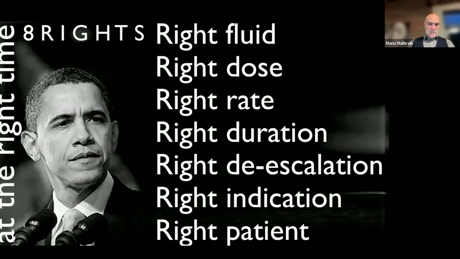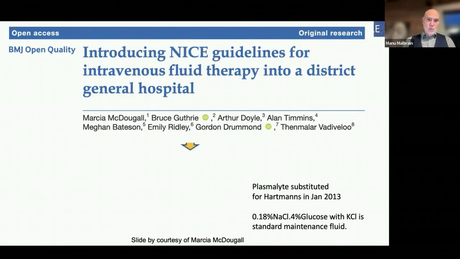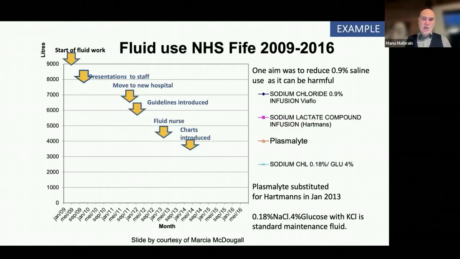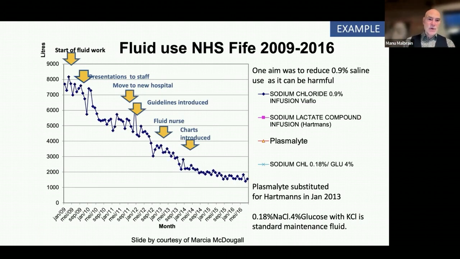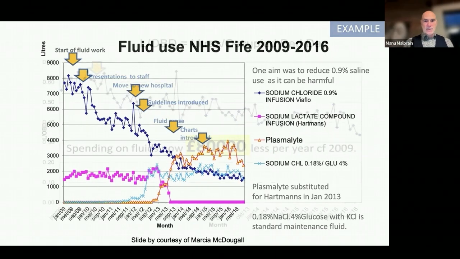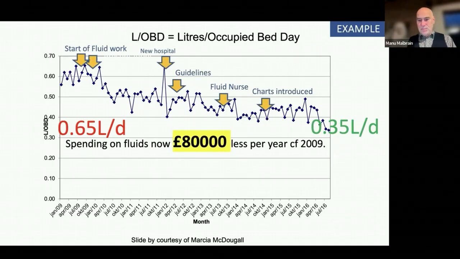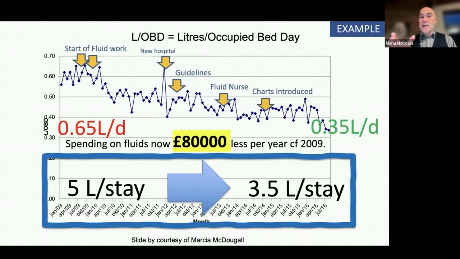Now, I showed you the mermaid, I showed you Brussels. This I had to look up. It's Beautiful 5 in Scotland, where lives Marsha McDougall. And Marsha and her team were the first to implement the NICE guidelines, and over about 7 years they were able to reduce saline use. They stopped Hartmann, introduced plasma light, and they introduced a hypotonic balanced maintenance solution. By doing so, they are saving about 80,000 British pounds a year, and they reduced the fluids. Now it's about 0.3 liters per day, and it's about 3 liters per patient that they are issuing.